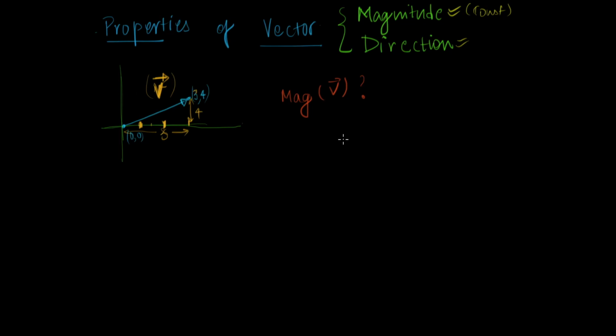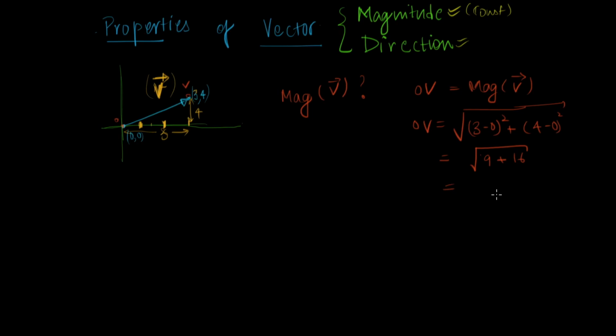geometry analysis, we would know that if this is point O and this is point V, then OV would be the magnitude of V. And OV would be nothing but 3 minus 0 squared, the difference in the x coordinates, and the difference in the y coordinates. Square them up, add them up, and take the root of that. And it is a very simple mathematical operation. This gives you 9, this gives you 16, and the root of that, you get 25, root of that, and you get 5. So the length of the vector, and hence the magnitude, is 5.